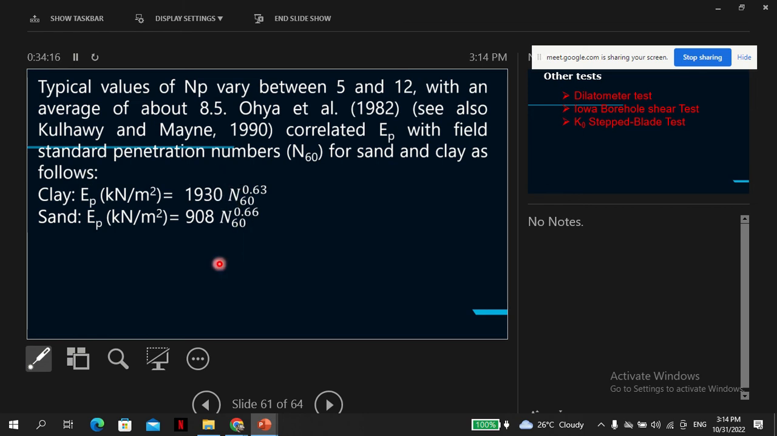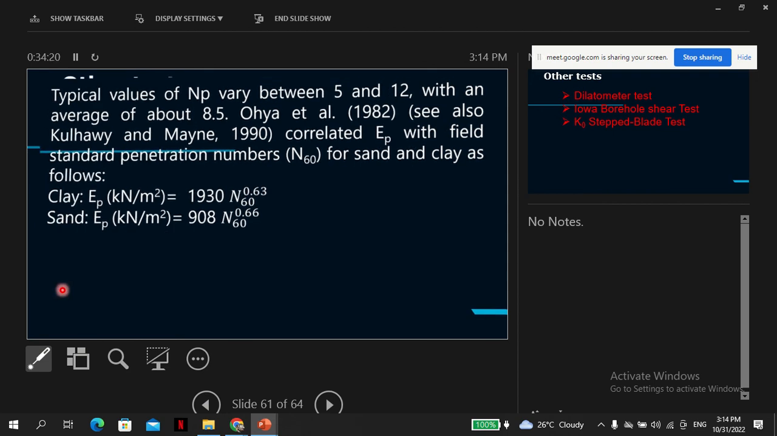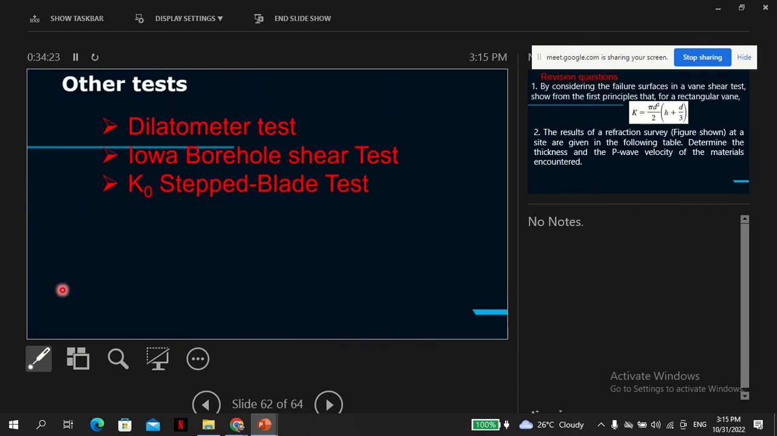Remember the S60. So these are crucial values. So for clay, for sand, and these are other tests. In fact, here we were talking about the traditional test, but in fact there are other tests. So this dilatometer test, you need to be aware. We have the ball test, shear test, K-naught test. All these try to give you different ways to estimate the shear strength of the soil.